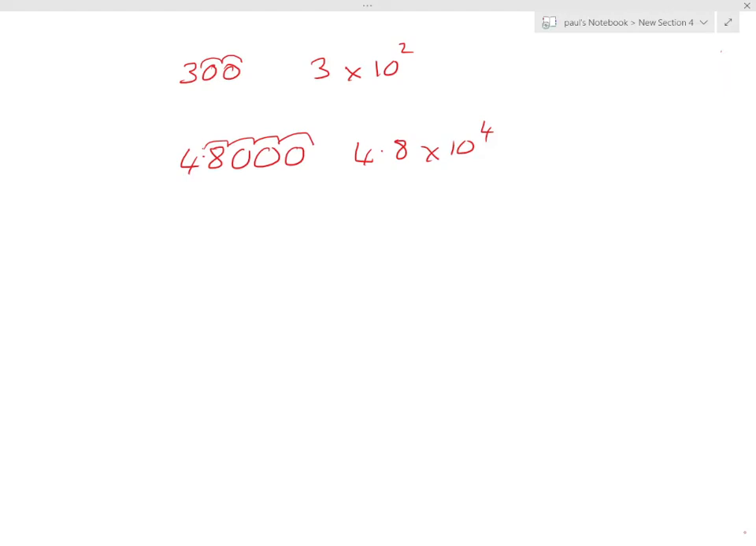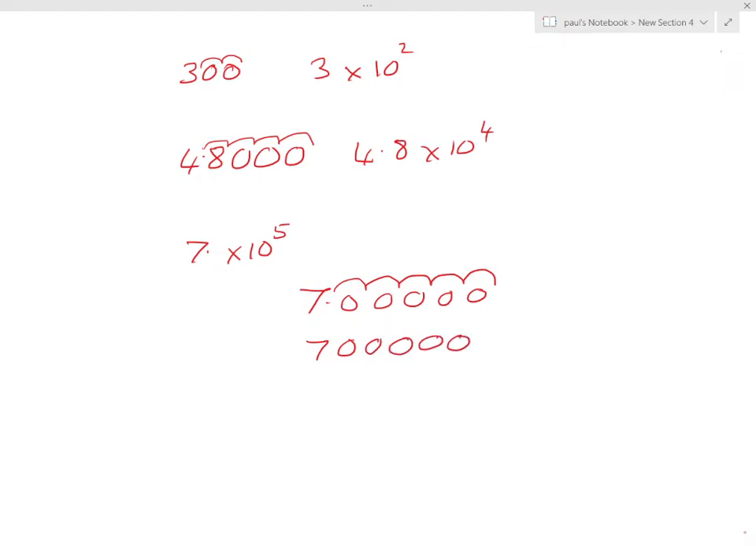Now, we've got to know how to go backwards from a standard form number back to an ordinary number. So let's do 7 times 10 to the 5. We know the first number is 7. And then from the 7, where the imaginary decimal point will be, you loop 5 times: 1, 2, 3, 4, 5, and fill everything in with all the zeros. Ignore that decimal point there. And you've got 700,000, which is 7 times 10 to the 5.